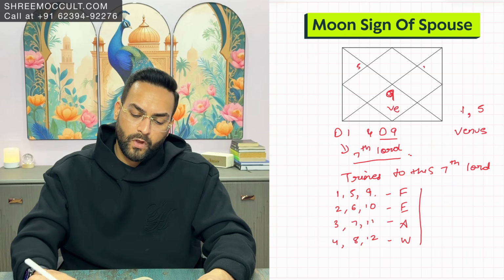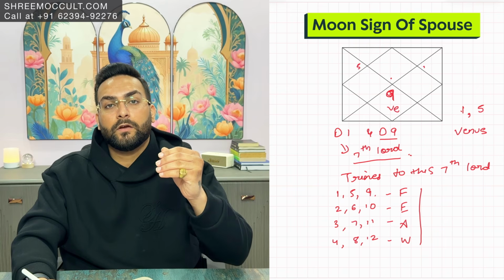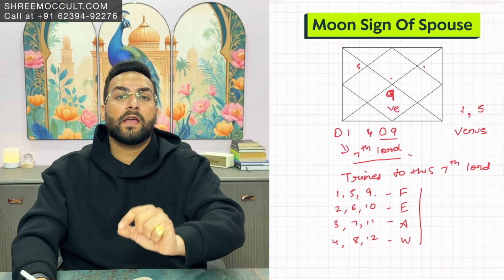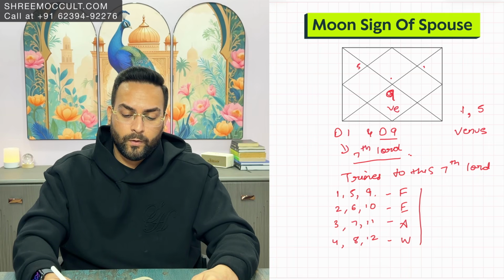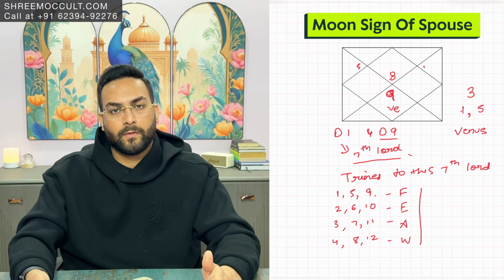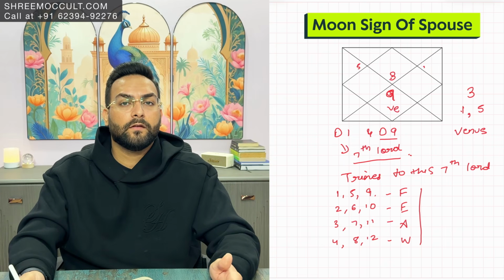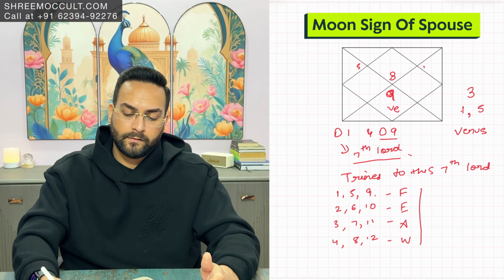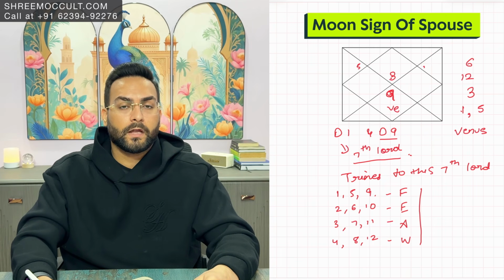The second possibility would be the sign directly 7th to the position of your 7th lord in D9, as it was sitting here in Sagittarius. So direct 7th would be Gemini. So another possibility is that it would be Gemini. Okay, so this is the second possibility. Now the third possibility is its exalted sign. The seventh lord in this case is Venus. Venus is exalted in Pisces, so it can be Pisces, and Venus is debilitated in Virgo, so it can be Virgo.